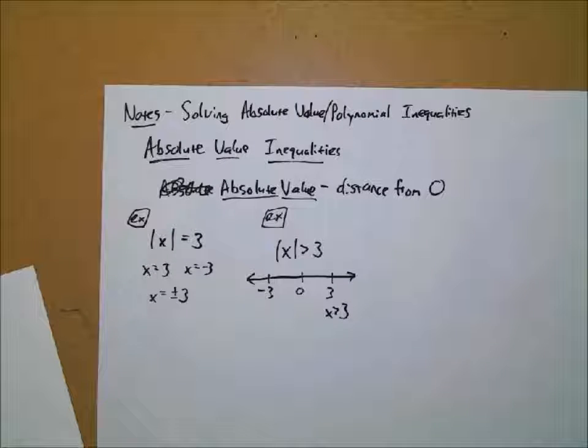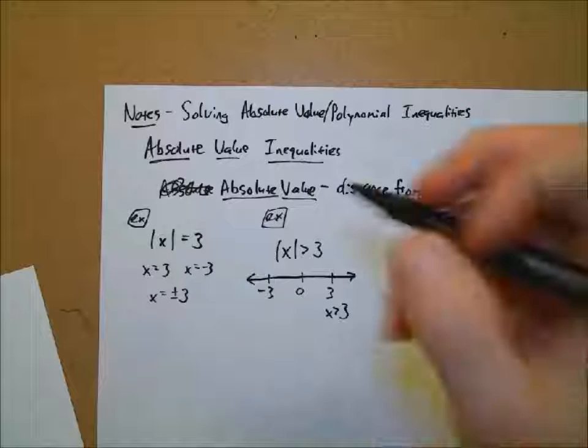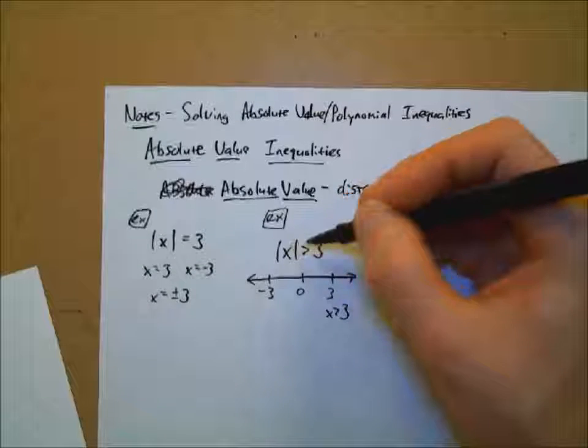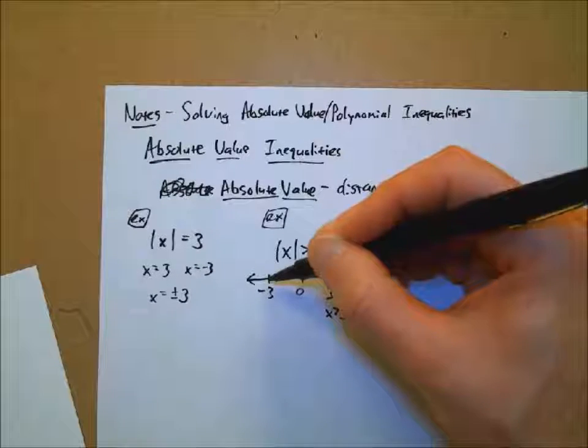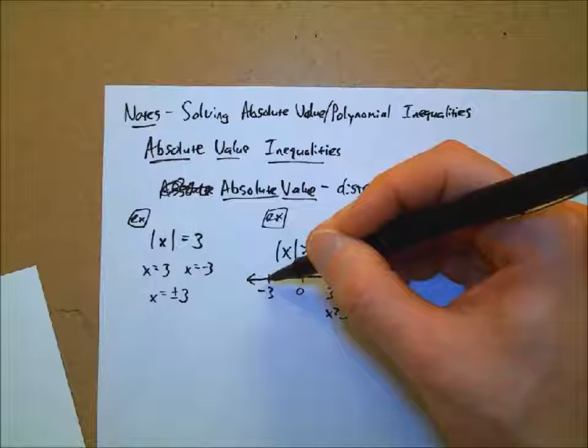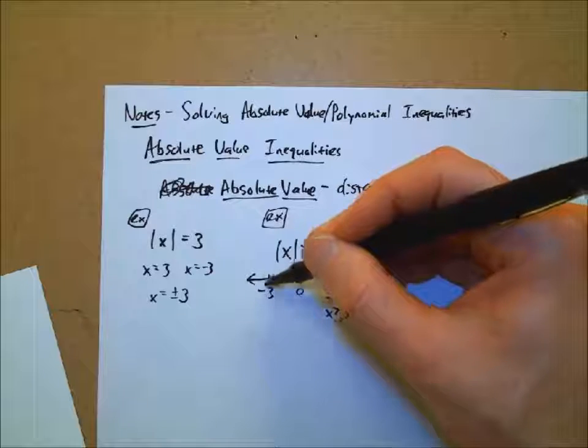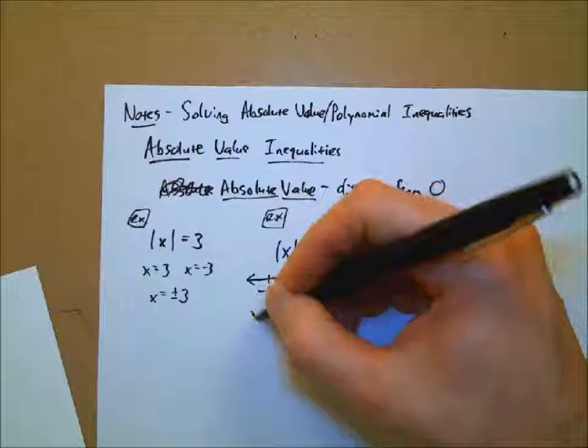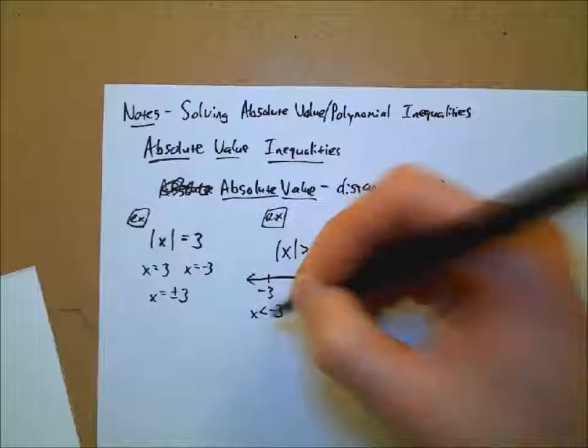But simultaneously, a distance of 3 away from 0 in this direction means we start here at negative 3 and then go, what's further than 3 units away from 0 this direction? We want to go which direction here? To the left. And so that would be x less than negative 3.